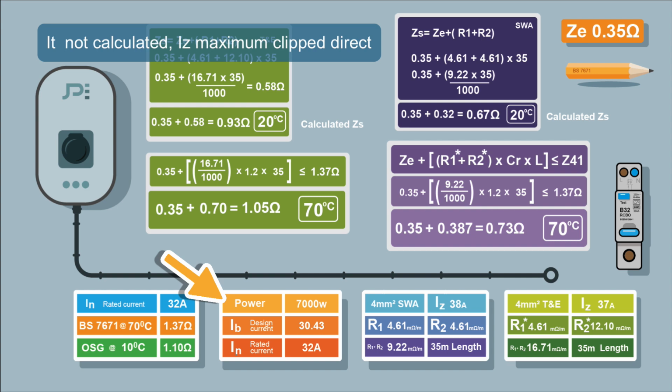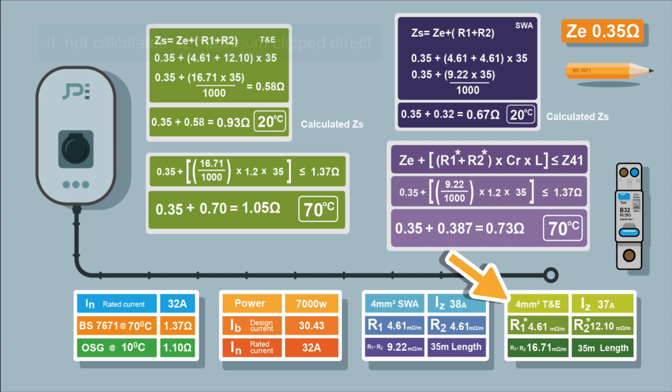So 4mm twin and earth has a current carrying capacity, IZ, of 37 amps. It's got an R1 of 4.61 and an R2 of 12.10. The circuit length is 35 meters. We look at steel wire armour. That's got an IZ, current carrying capacity, of 38 amps. Got an R1 of 4.61 and the R2 is 4.61 as well.